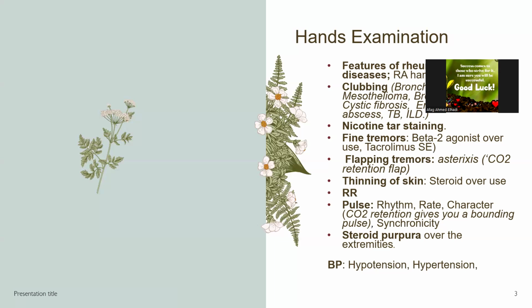And then we can look for steroid overuse, because if the patient has interstitial lung disease or COPD or uncontrolled asthma, they may be using steroids for a long term. So they will have steroid side effects like thinning of the skin, or you will see purpura in their arms and in their hands. And we are done with the hands.